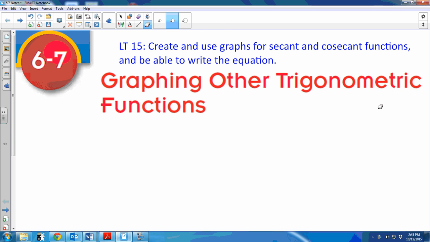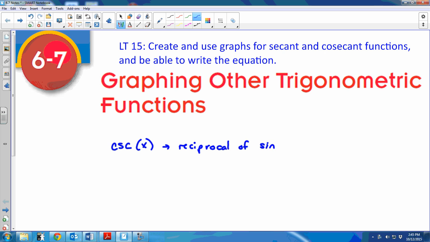So the first thing to remember is that cosecant is the reciprocal of sine, and secant is the reciprocal of cosine. It's very important when we're graphing these functions. In order to graph cosecant or secant, you have to graph the associated sine or cosine function first, and then you can graph cosecant and secant. It's based off of that function. So make sure you know which one is which, because you'll have to graph the correct reciprocal first.